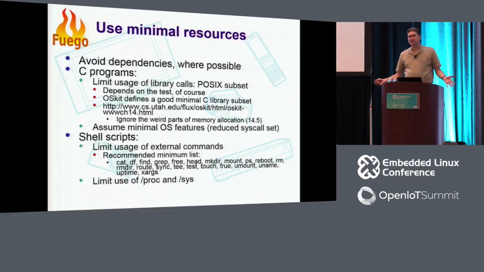Use minimal resources. Avoid dependencies on things you don't need. For C programs, you can limit the usage of library calls. Use a POSIX subset. And it depends, of course, on what you're testing. If you're testing for font stuff, you've got to test the actual font libraries. But OSKit, it turns out, defines a good minimal C library subset. You can ignore the weird parts of the memory allocator on that resource. But assume minimal OS features.